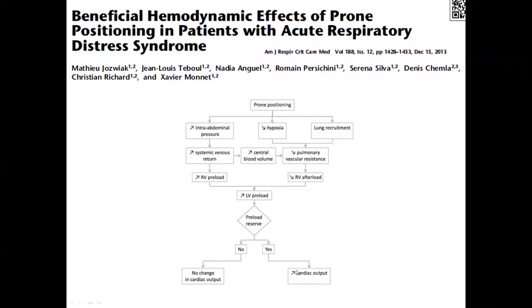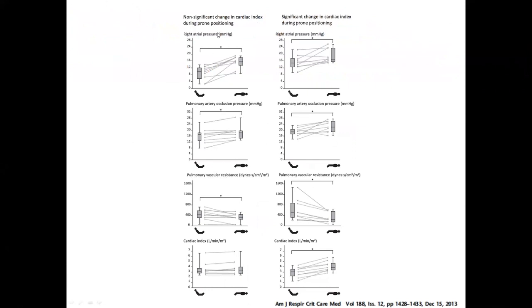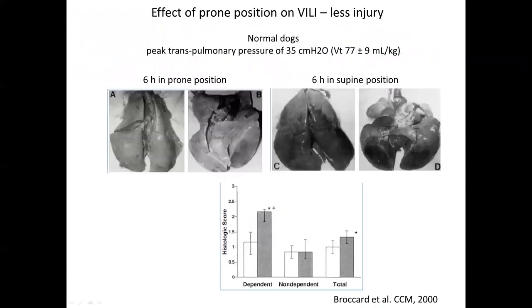And this is good: if the preload is preserved, the patient may have an increase in cardiac output, improving perfusion and oxygen delivery to the distal organs, or no change in cardiac output, so not much side effect, if the preload reserve is not adequate. That means maybe the patient needs some volume resuscitation. And this is the description of all the variables that you may measure from a hemodynamic perspective in prone versus supine position. There is an increase in right atrial pressure and wedge pressure, and the pulmonary vascular resistance decreases. All of these, as we said, affect oxygenation, but maybe they are not the mechanism of the effectiveness of prone position in reducing mortality.